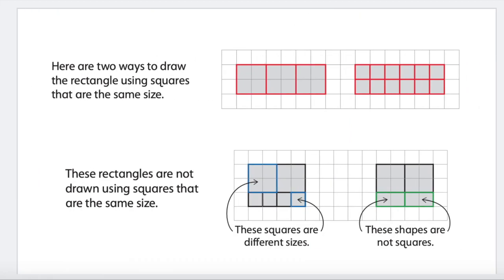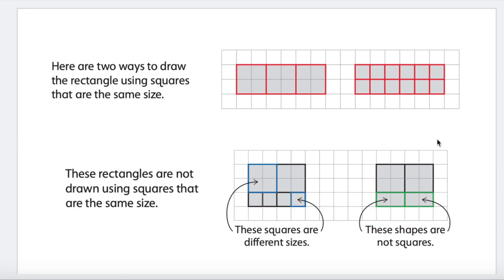Now I kept that on the top of the page, but look down here. These are some examples of what not to do. These rectangles are not drawn using squares that are the same size. You can see in the one that has the blue, they used some big squares and some little squares. So this one doesn't work. You can't measure a rectangle this way because your squares are different sizes. It would mess up your counting.